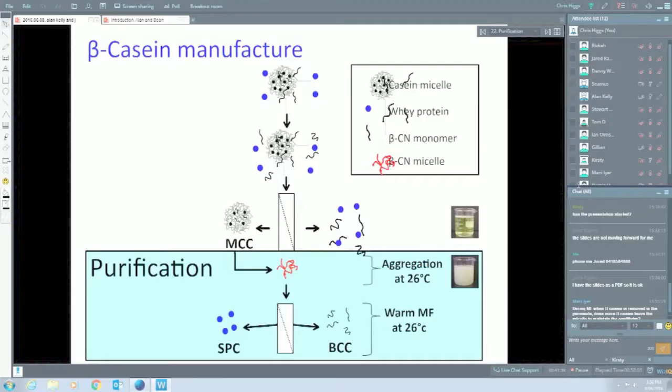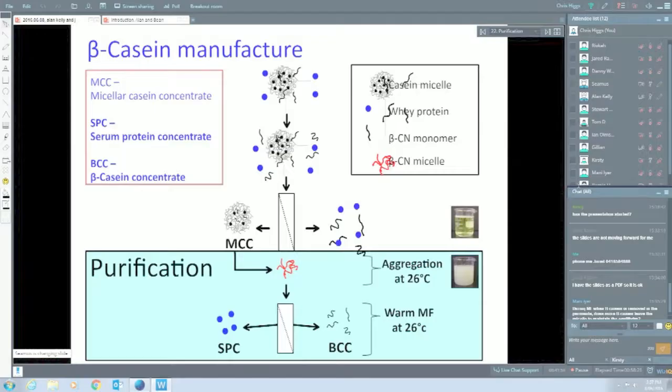And one of the key differentiators with this process is that all of the side streams and all of the products are maintained in a soluble form throughout processing with important functionality applications.